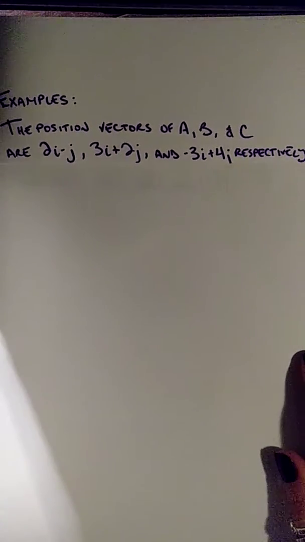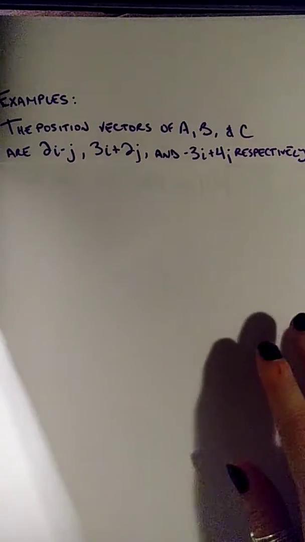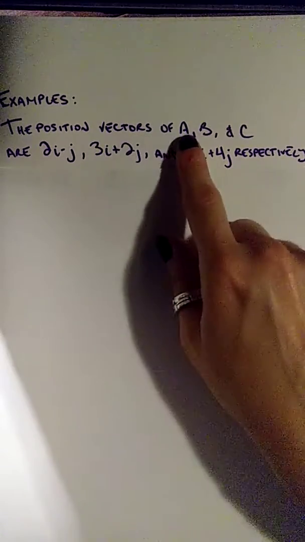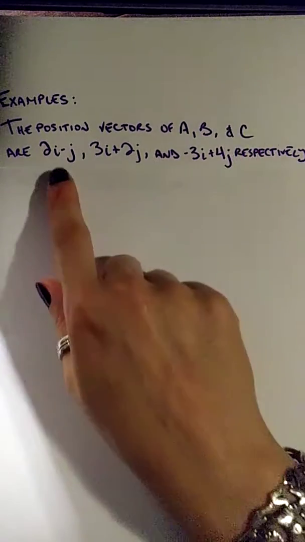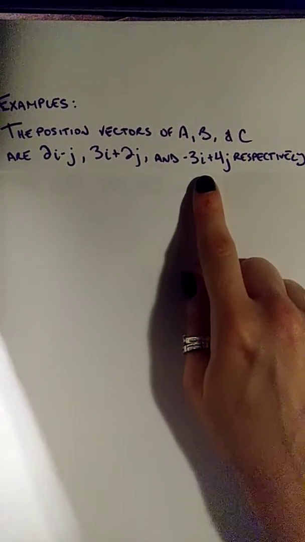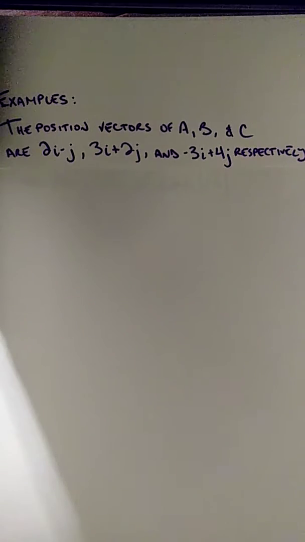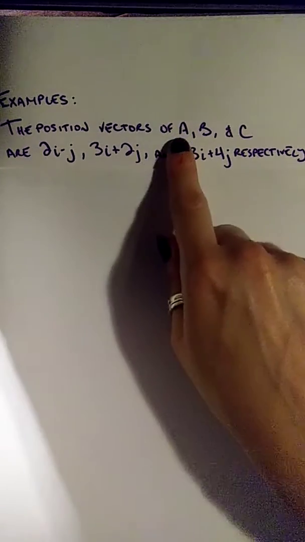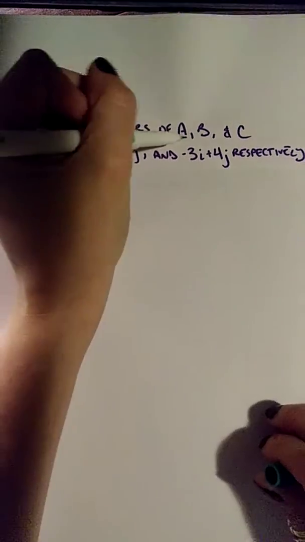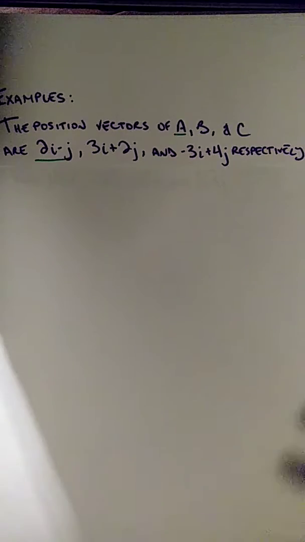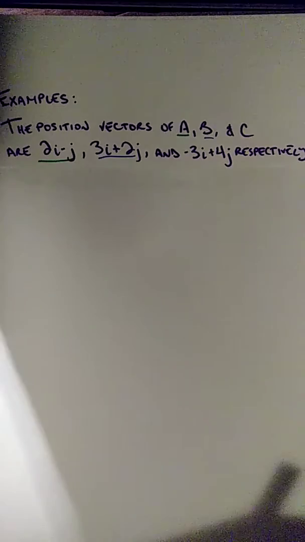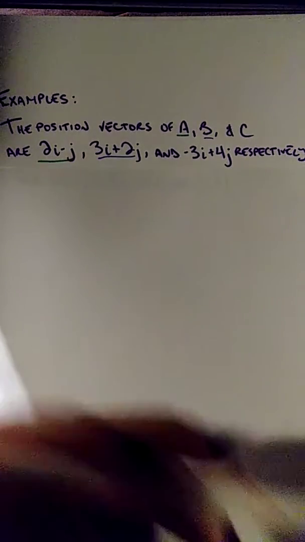So we have the position vectors A, B, and C. Your problem might tell you the phrasing in this form. They'll say position vectors A, B, and C are 2i minus j, 3i plus 2j, and negative 3i plus 4j, respectively. And what that means is that A is 2i minus j, B is 3i plus 2j, and C is going to be negative 3i plus 4j.